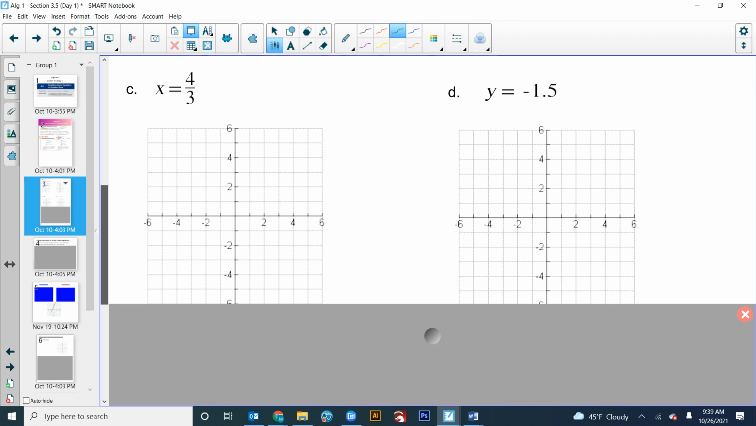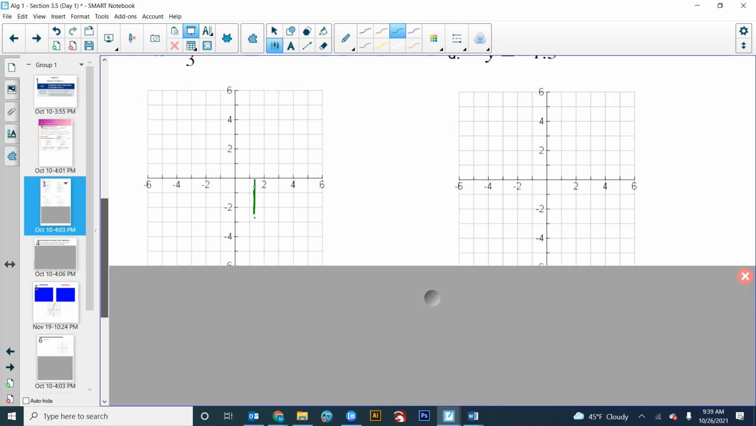4/3, also known as 1.3 repeating. So x equals 1.3 repeating. Up and down or left and right? Up and down, going through 1 1/3.